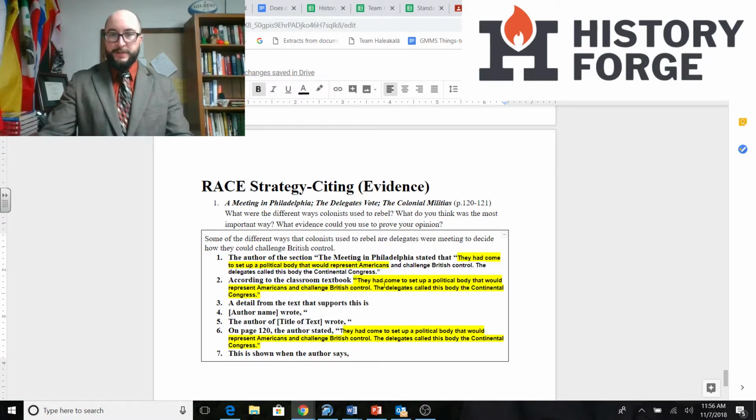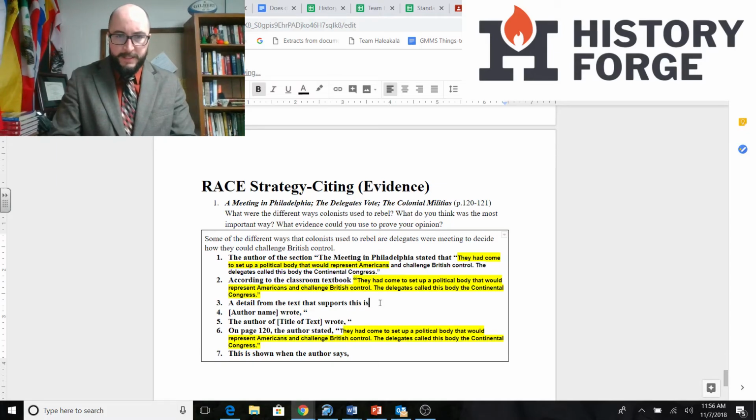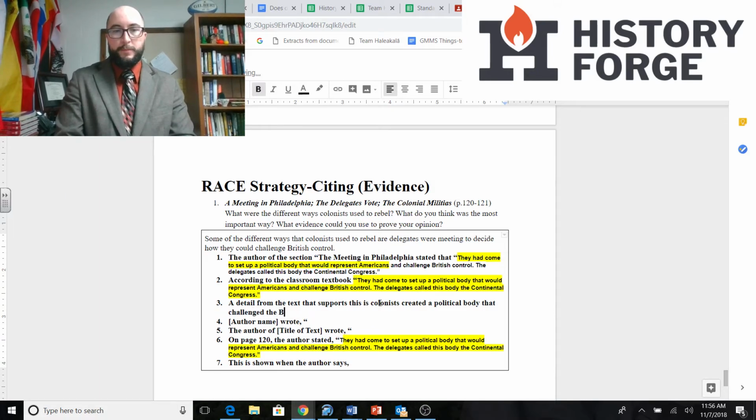can fix. So for example, see how it says they at the beginning? Who is they? So we can say a detail from the textbook supports that. A detail from the text that supports this is colonists. So again, I'm replacing the word they with colonists. Colonists created a political body that challenged the British government's taxes. You see how I'm paraphrasing?